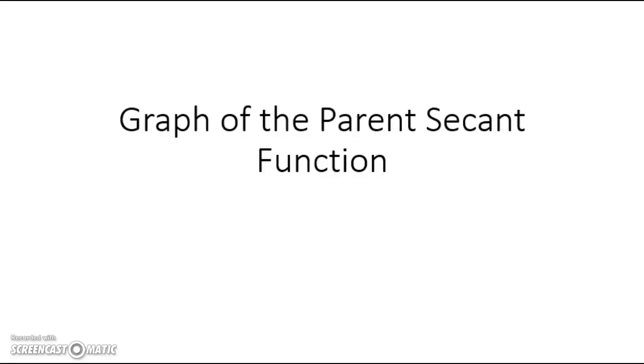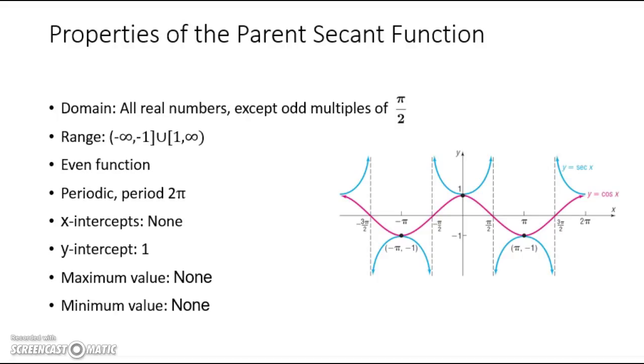In this lesson, we're going to look at the graph of the parent secant function. So we want to make sure that we could graph this, and what we're going to see is that it is based on what we do with the cosine function. Here you can see the parent cosine function.